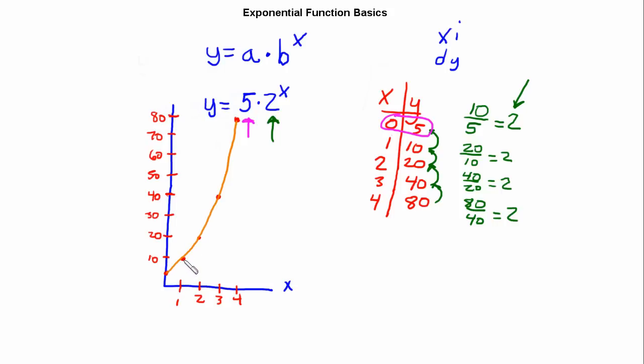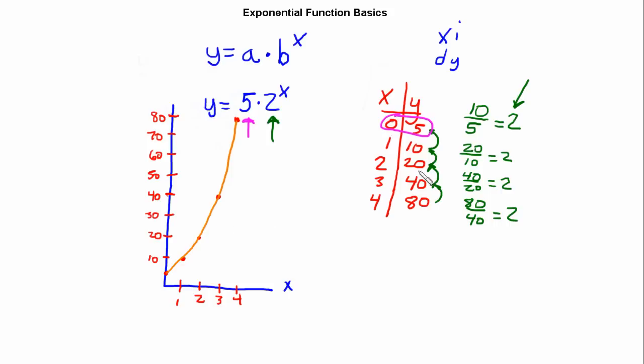The increase is smaller and then bigger and then bigger and then even bigger. It really starts to take off. That is the behavior of an exponential growth graph. So let's look at our critical points now in both the table and in the graph.